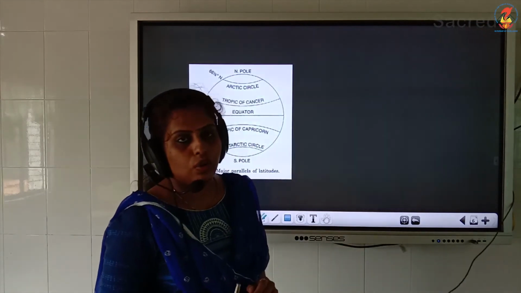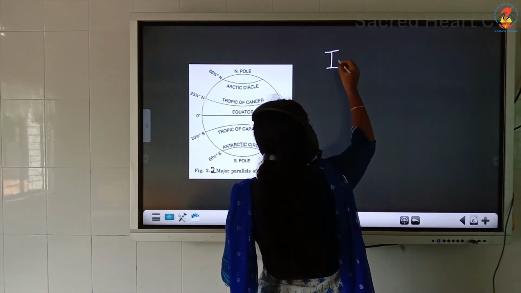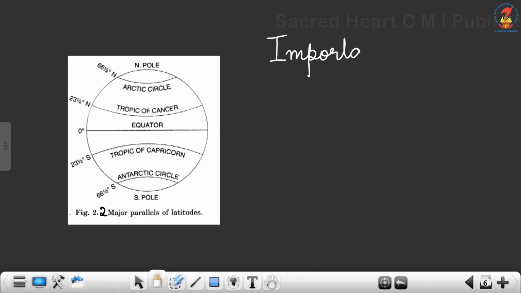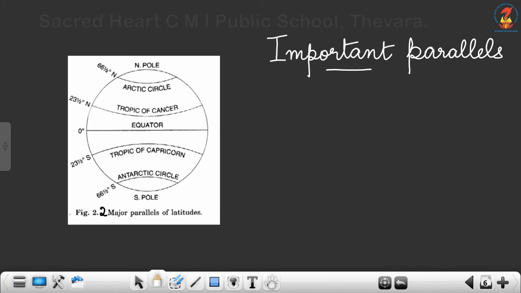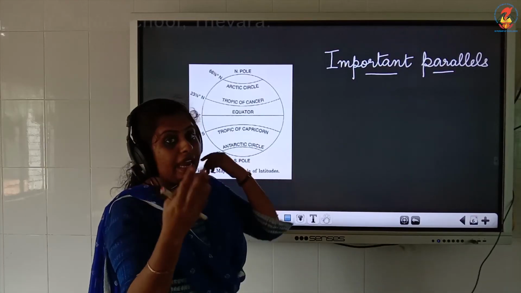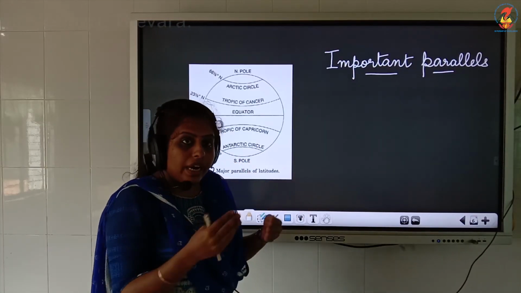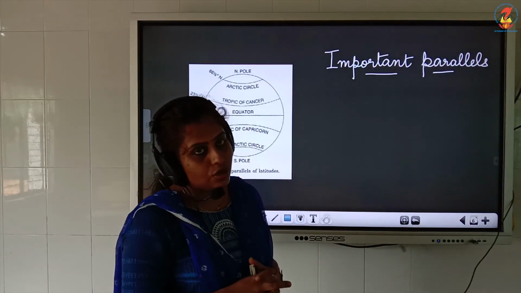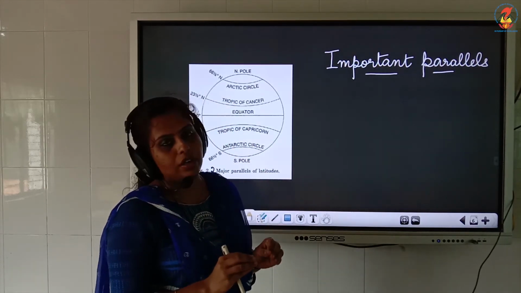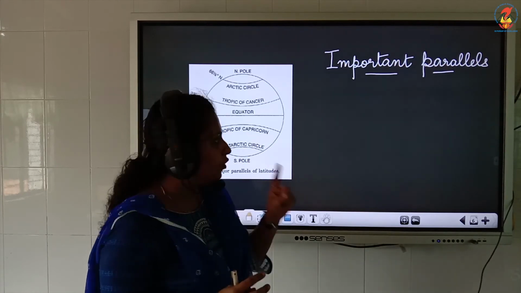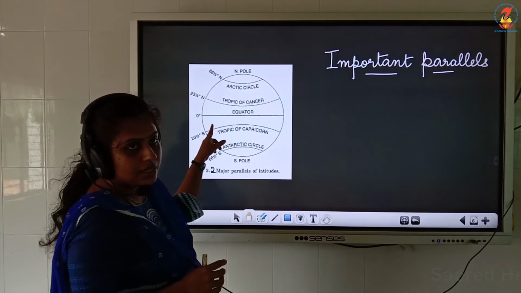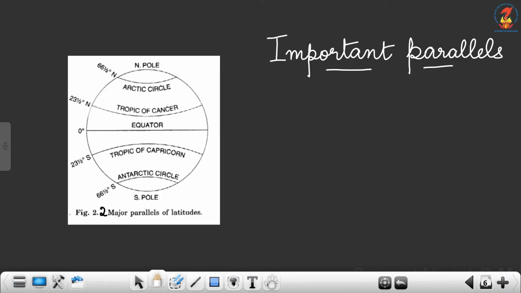Now next topic we are going to learn is the important parallels on the Earth's surface. We said about 181 parallels. We cannot memorize all 181 parallels together. So we learn certain important parallels on the Earth's surface. The first and most important parallel on the Earth's surface is equator. Then we learnt about another 2 points, that is North Pole and South Pole.